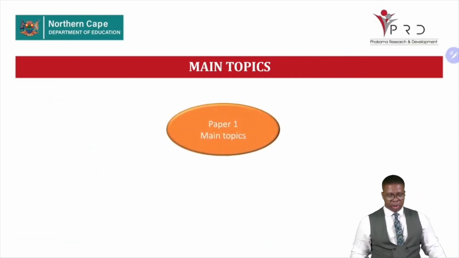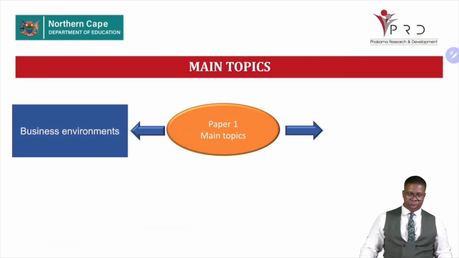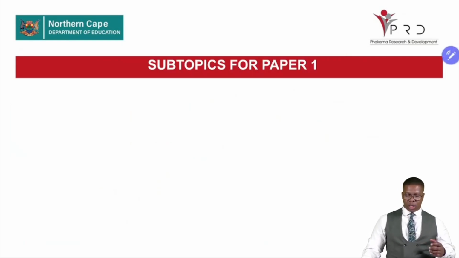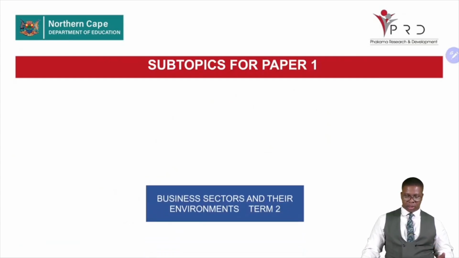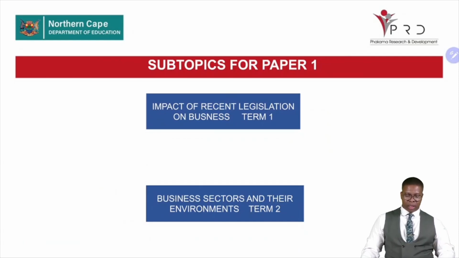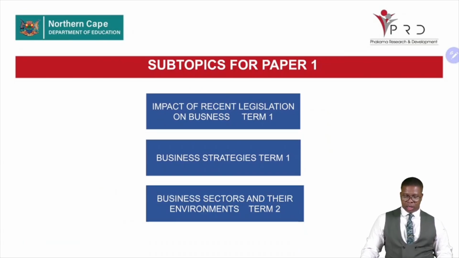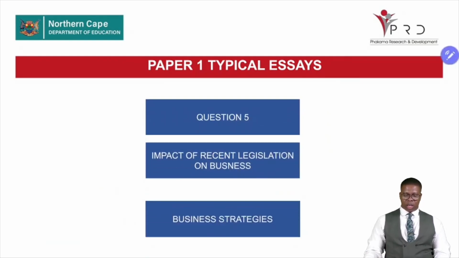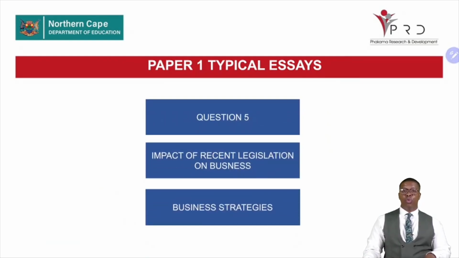Now the main topics. Remember, in paper 1, we have 2 main topics, business environments and business operations. The purpose of today's revision is to look into business environments, whereby we are looking into the following under business environments: business sectors and their environments, which was covered in term 2. Impact of recent legislation on businesses, which was covered in term 1, together with business strategies that were covered in term 1. And then when you look into typical essay questions, you can only have questions under these 2 subtopics.